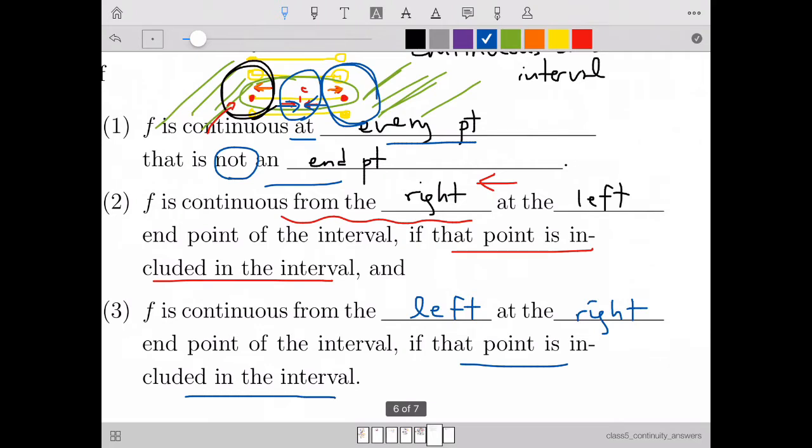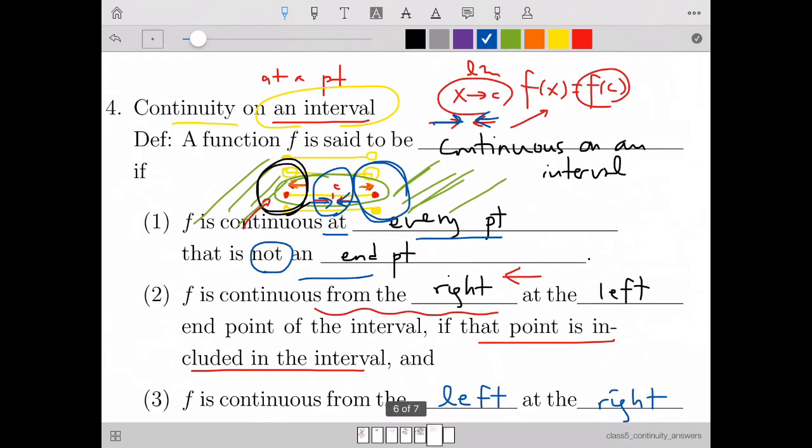Okay, so the bottom line is, if f is defined on an interval, then you're going to take the limit only from the points coming from the interval. Okay, so you're going to assume that there are no points outside. They are not my concern.